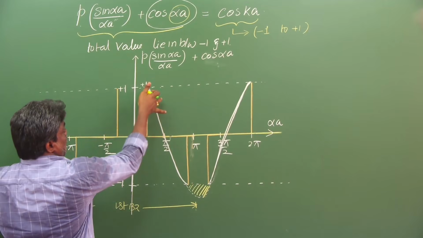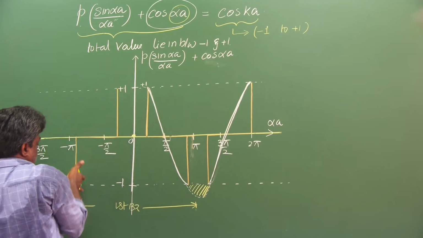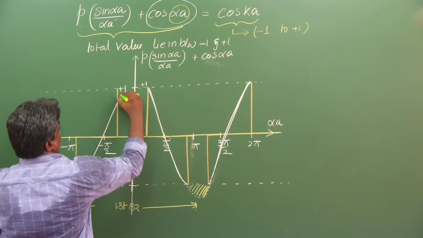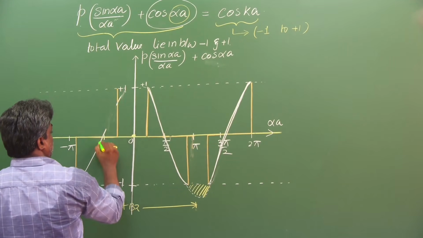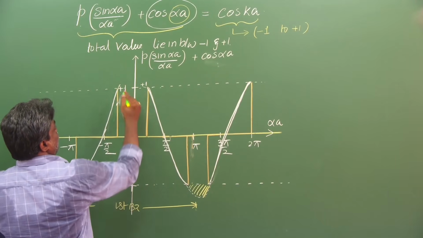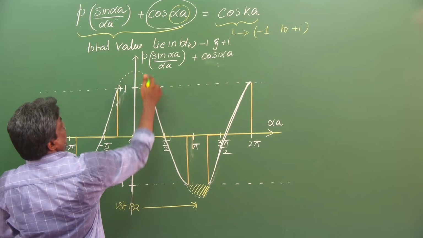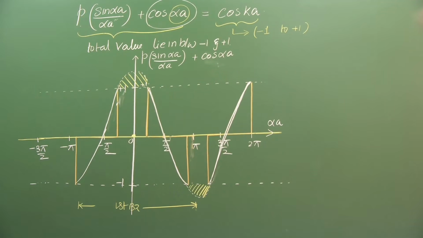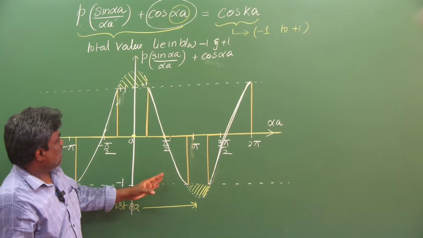Similarly, from here to here allowed, from here to here allowed. Now beyond this what is happening? Above plus 1, is it allowed? Still not understanding. In the same way, if you proceed like this, somewhere near minus pi, you will get minus 1. And again here you are getting a forbidden gap like this.